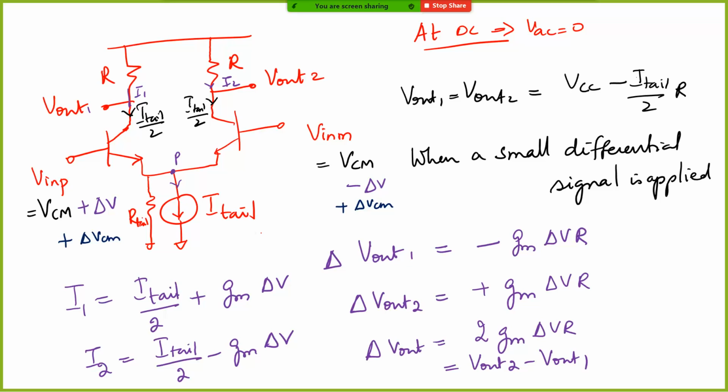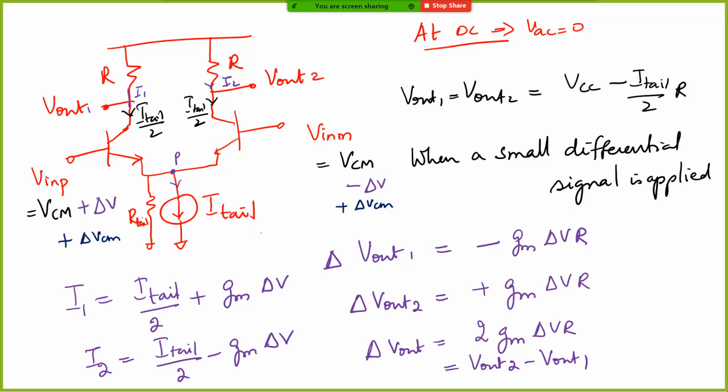Sir, I have already put the doubt. When we are adding VB, like we are getting V in P and V in M, we are losing the DC component of the signal, right? How can we do without that also?